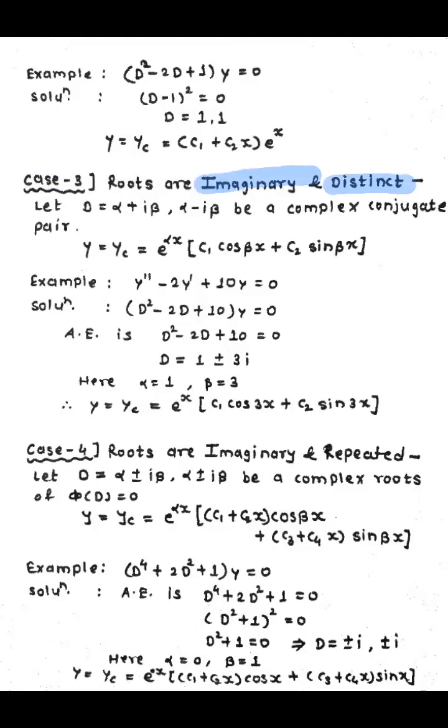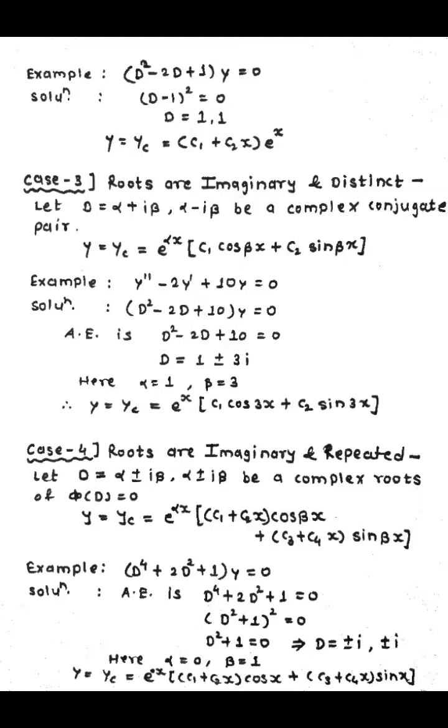Let d be considered as a complex number, and a complex number can be written as alpha plus i beta. And students, a complex number always appears with its conjugate pair. So if the first root is alpha plus i beta, then the second root must exist, it is alpha minus i beta. So this is a complex conjugate pair. These are the roots. Then we can write yc in this form. That means a solution of y is e raised to alpha x into bracket c1 cos beta x plus c2 sin beta x.